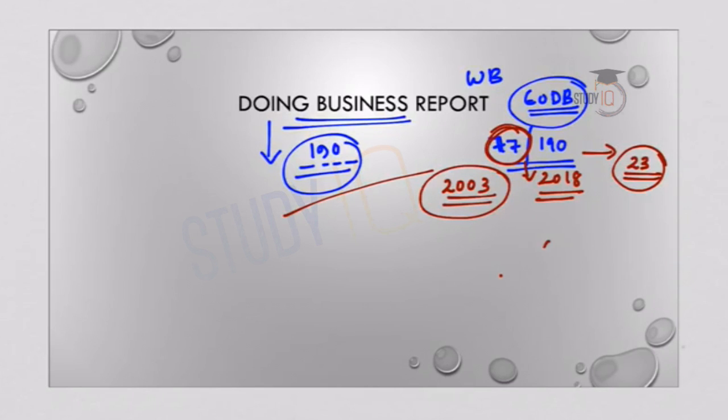For example, the GST, the IBC (Insolvency and Bankruptcy Code), construction permits, and many other regulations being cut down and many other reforms being introduced by the government. So this is ease of doing business, a very important report published by the World Bank.